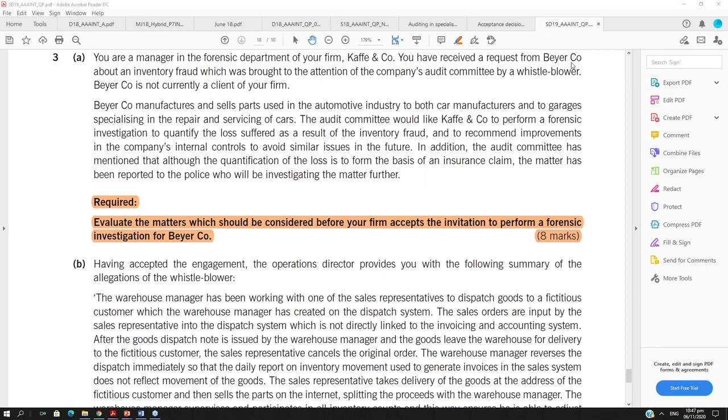So is this question asking you something very similar to that of the September 18 paper? The only change is that the examiner brought forensic here instead of prospective financial information. So what is the requirement of this question here? The examiner is asking you to evaluate the matters.